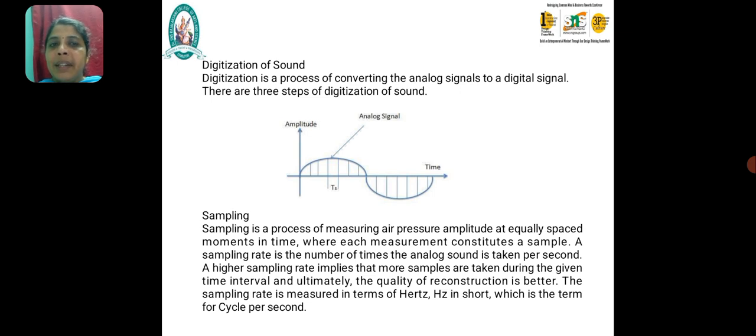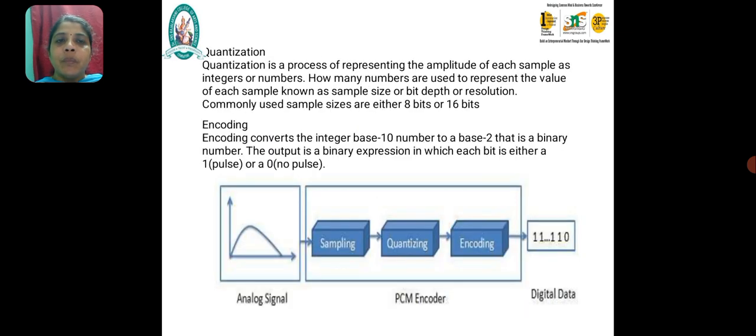The sampling rate is measured in terms of hertz. Hertz, in short form Hz, is the term for cycles per second. That is sampling the data for identifying the perfect amplitude. Next thing, quantization.